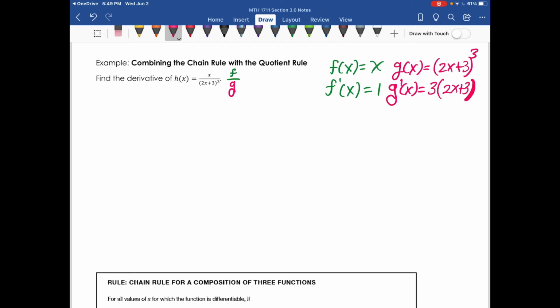So when I take the derivative of g of x, I have to use the chain rule. I bring the 3 down in front. I keep it evaluated at that inner function. I decrease my power by 1, so that's 2, times the derivative of the inner function, which is 2. And when I clean that up and I bring the 2 in front and multiply it by the 3, I get 6 times 2x plus 3 raised to the 2nd power. That's my derivative of g.